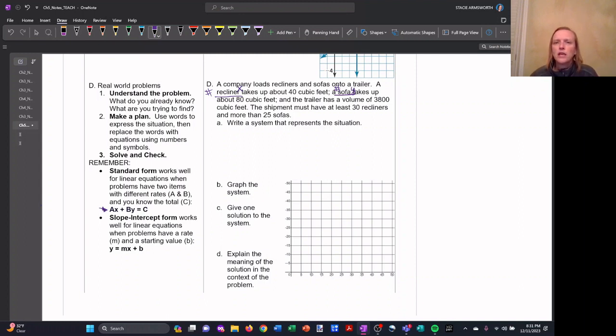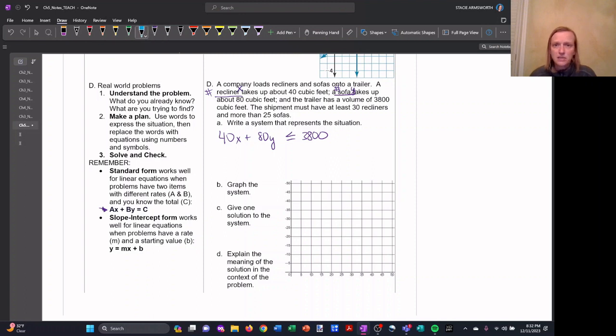I want to write an inequality that captures this idea: if I have 40 cubic feet per recliner plus 80 cubic feet per sofa, I'm going to take up some volume of space, but that needs to be less than or equal to 3,800 cubic feet. If it equals exactly 3,800 cubic feet, then my trailer is perfectly, completely 100% packed full, which is possible. Perhaps not very likely, but possible. This would be inequality number one in our system.